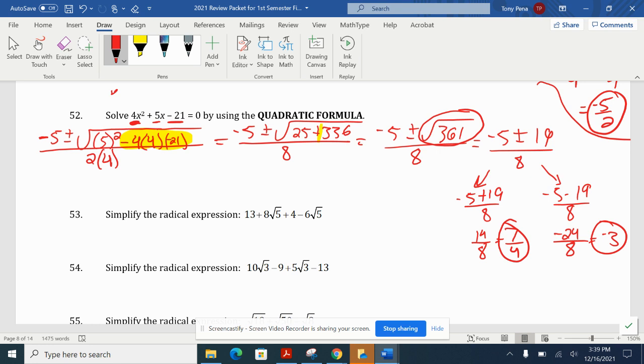All right. So again, keep in mind when we said these are our solutions, that means if we were to graph this on our calculator, it would cross the x-axis at 7 fourths and that negative 3.